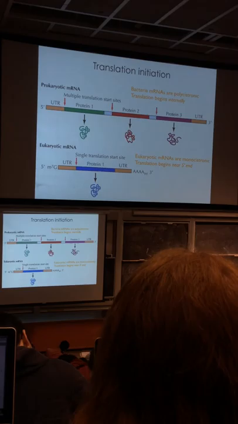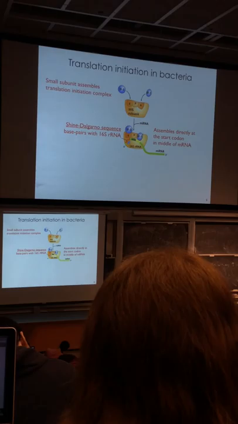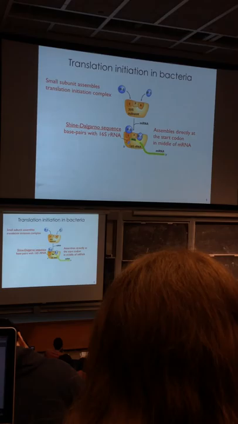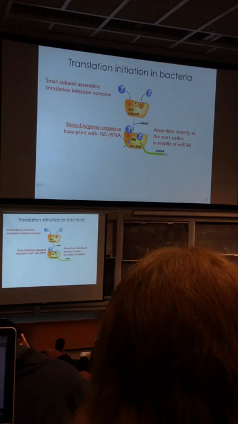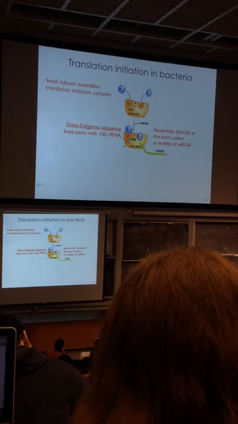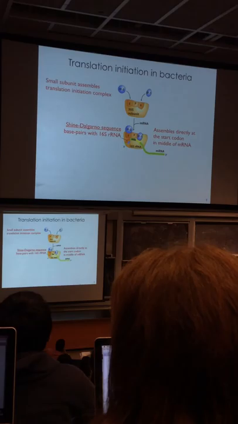So in bacteria, the small subunit of the ribosome, this is the 30S subunit, is the one that the mRNA binds to in order to form the decoding center. The 16S rRNA has a sequence called the Shine-Dalgarno sequence that base pairs directly with the mRNA. So the Shine-Dalgarno sequence is in the mRNA that base pairs with the anti-Shine-Dalgarno sequence in the ribosomal RNA.